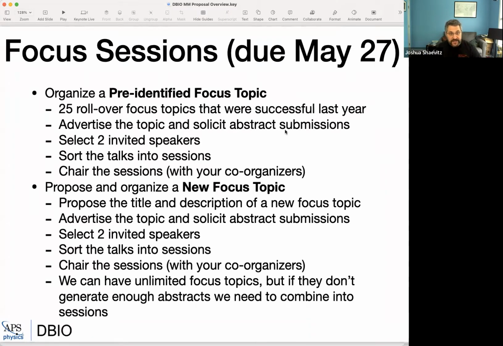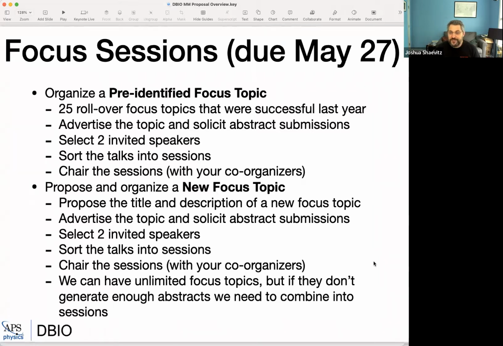If you are selected to organize one of these, either a new one or a pre-identified one, you get some benefits, but you also have to pay a little bit of a cost in some sense. You get to choose 2 invited speakers per focus topic. That is your opportunity to invite people who maybe don't come to the meeting, people you think should get an invited talk. Think about it broadly. So that's a real benefit, and it's nice. You get to contact them and invite them.